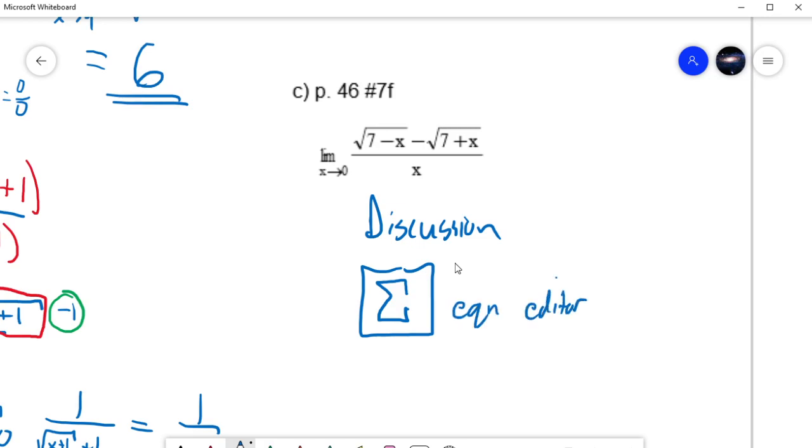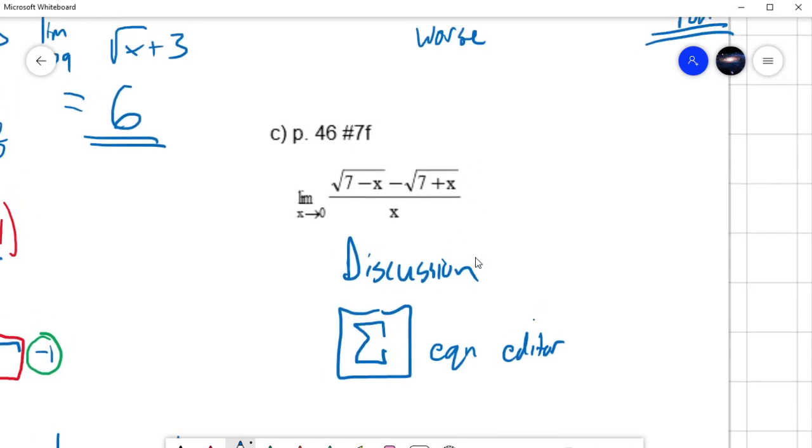See if you can answer it. Try it. See if you can figure out what the conjugate is, and then see if you can apply what we've learned to do that one. We'll see how we do. I think you should be able to try that one.